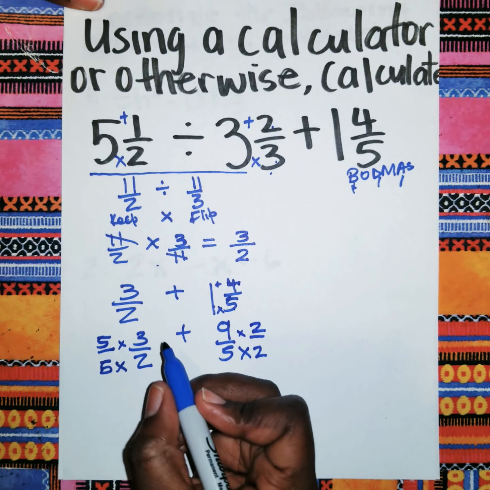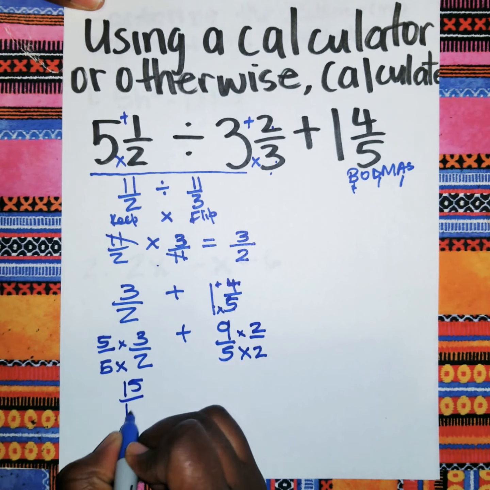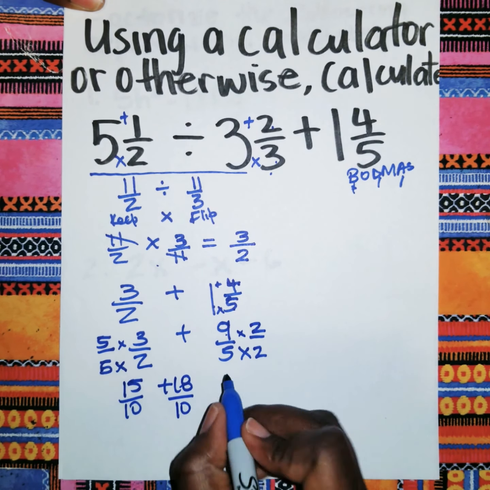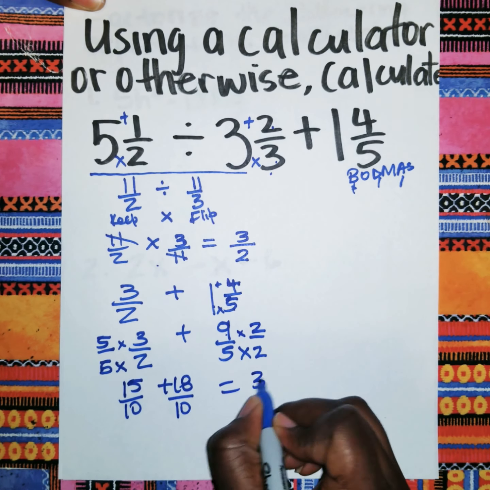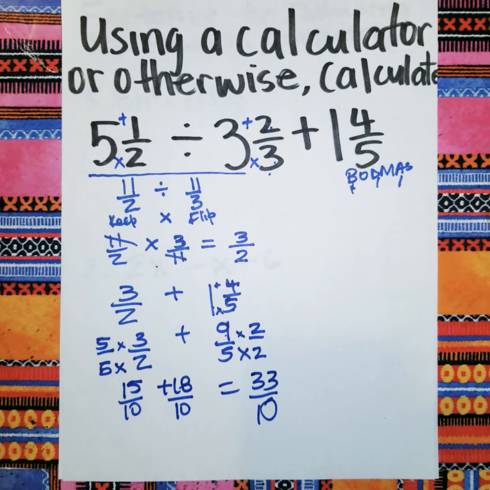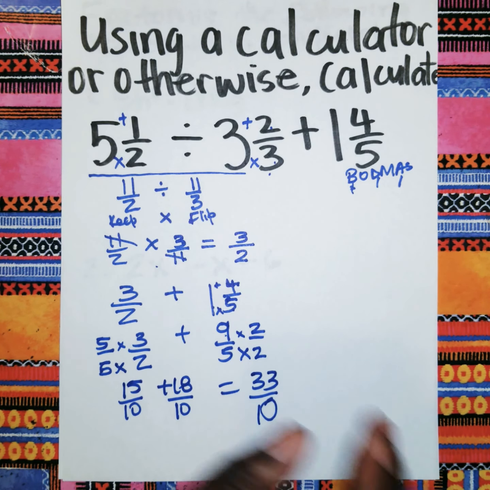So 3 times 5 is 15 over 10. And 2 times 9 is 18 over 10. When you add those two, you should get 33 over 10. If you want to, you can write it as a mixed fraction, but I'm going to leave it as that. I hope this part was okay and simple. If not, leave me a comment in the comment section below and I'll get back to you as soon as I can.